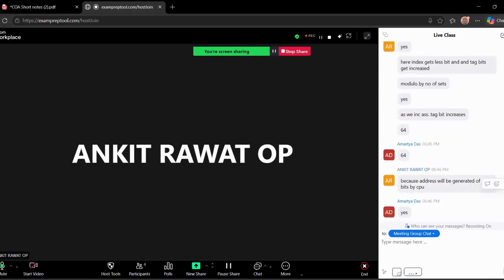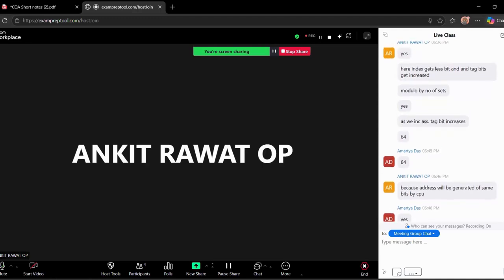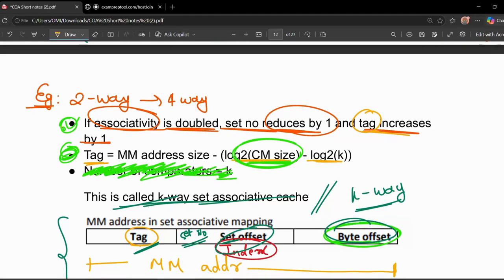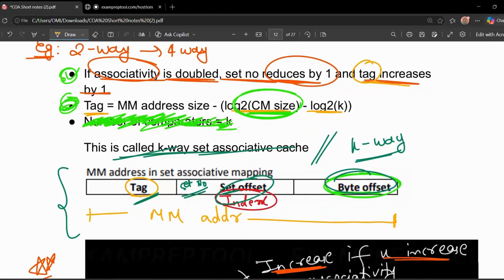Because the address will be generated with the same number of bits by the CPU. Okay, so this is the concept, right? This is the concept.